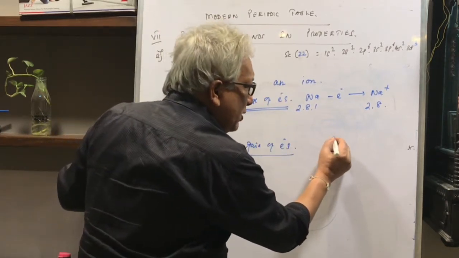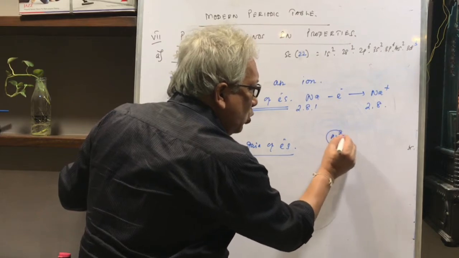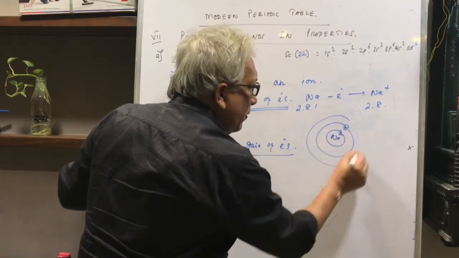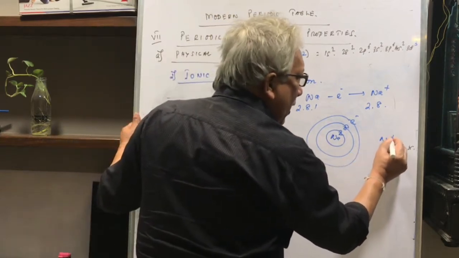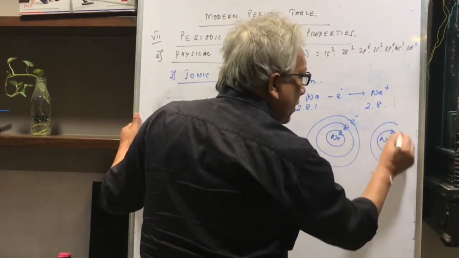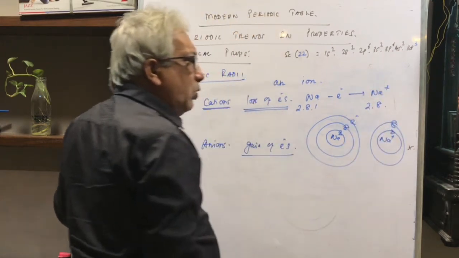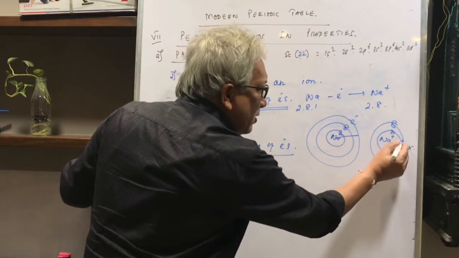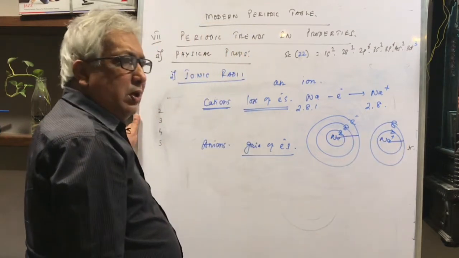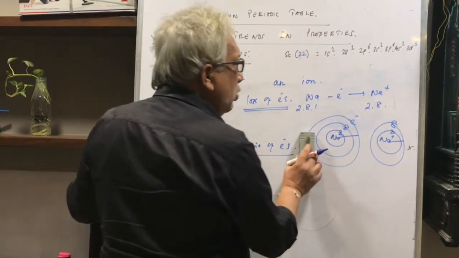You can visualize it like this. This was a sodium atom, 2, 8 and 1. This is what the sodium was. But when it forms the sodium ion, it has got only 2 and 8. The third shell is no more existing, and therefore you will find this radius has become much less. This happens in sodium.